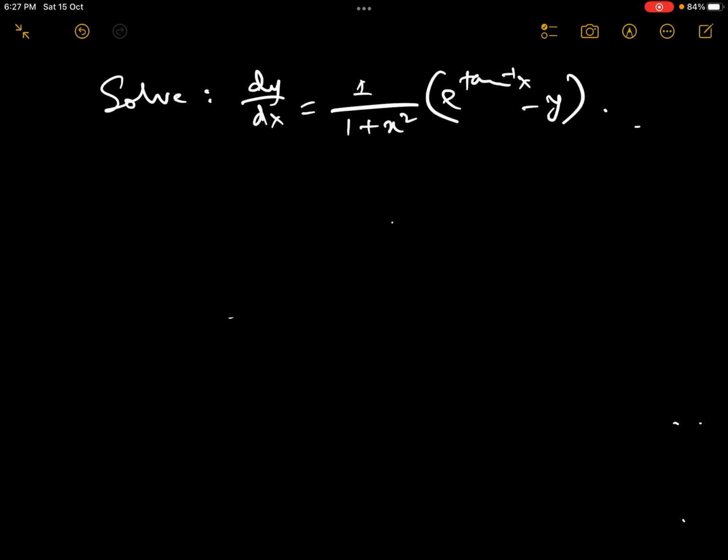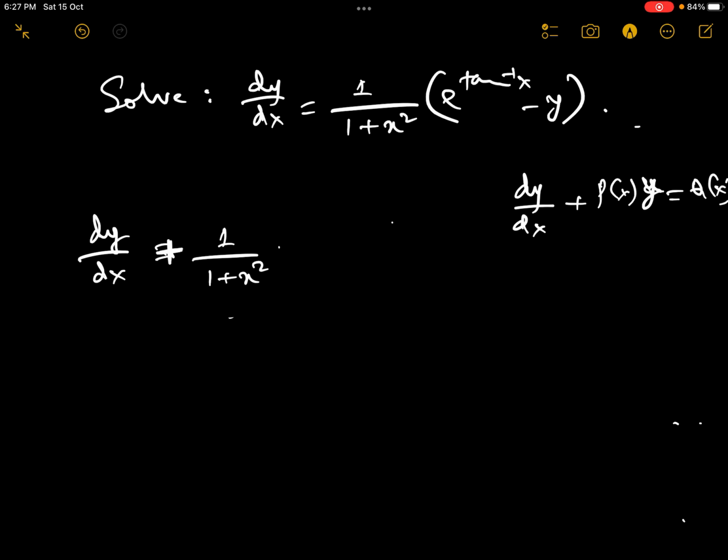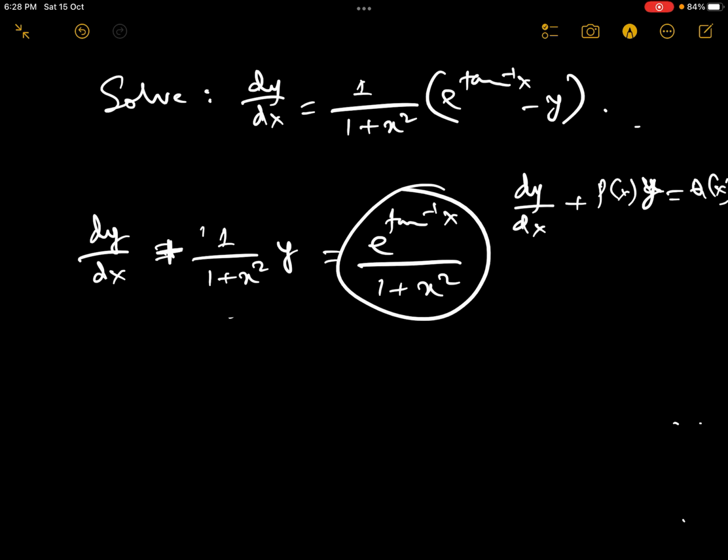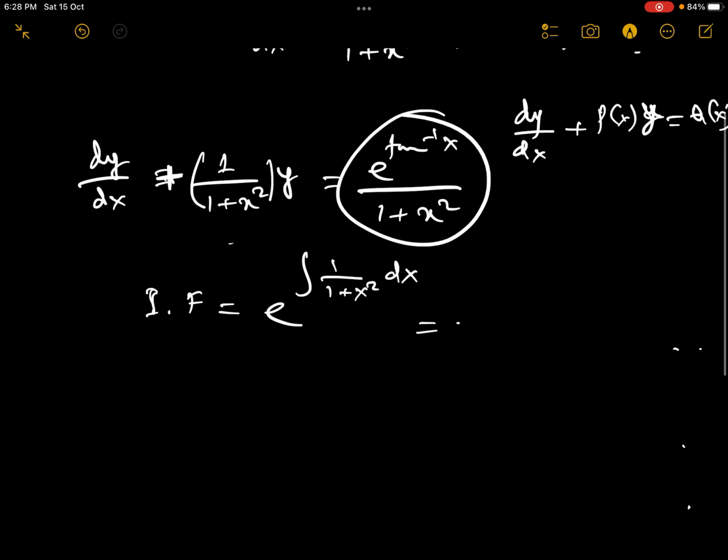You have to keep this thing in mind, dy/dx plus P(x) y equal to Q(x). This is a standard linear differential equation, so let's arrange it in that standard form. This should be dy/dx plus 1 by 1 plus x squared times y equal to, this thing remains, tan inverse of x by 1 plus x squared. This is our Q, this is our P. So the integrating factor is e power integral of 1 by 1 plus x squared dx. This is e power tan inverse of x.